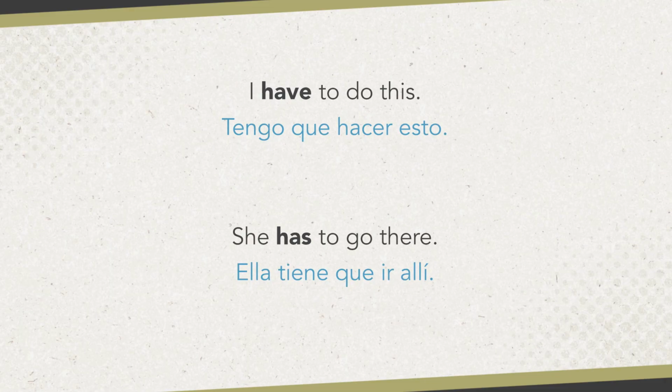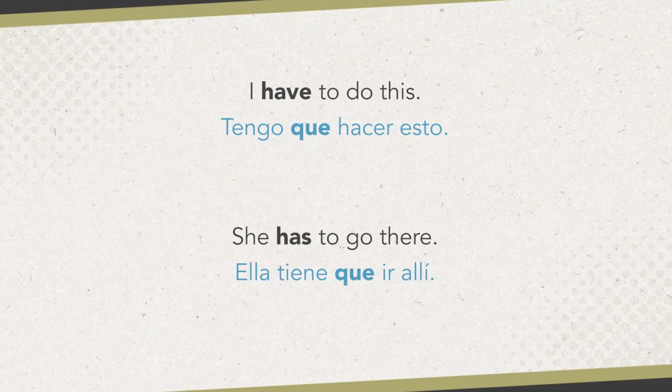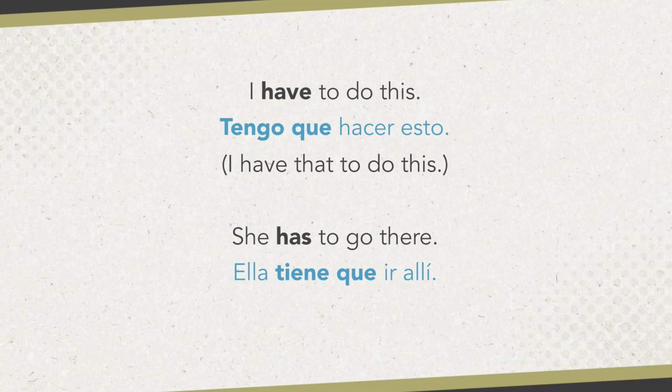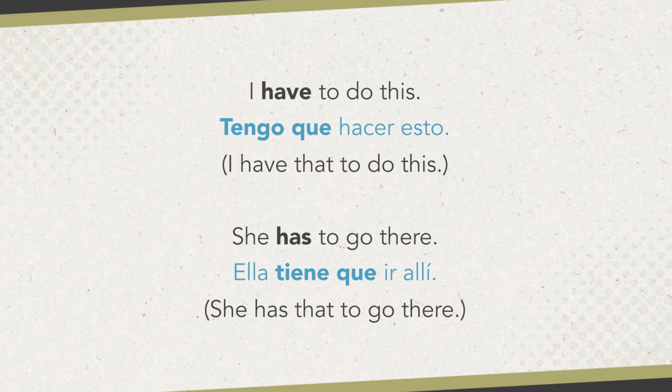So notice something about these sentences. The word que appears right after the verb tener. It's almost like we're literally saying, I have that to do this, or she has that to go there. In both the English and the Spanish, we're saying that someone's obligated to do something, but it's expressed slightly differently. This happens all the time in Spanish. We tell people that someone has to do something all the time, so this is worth practicing.